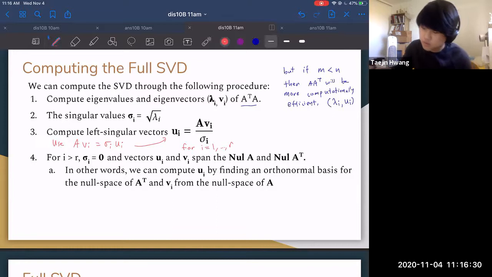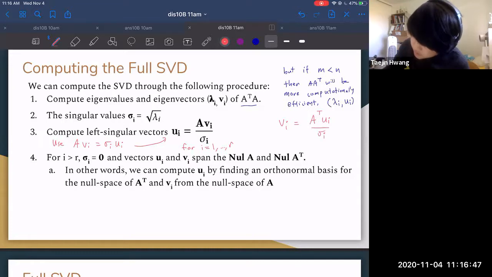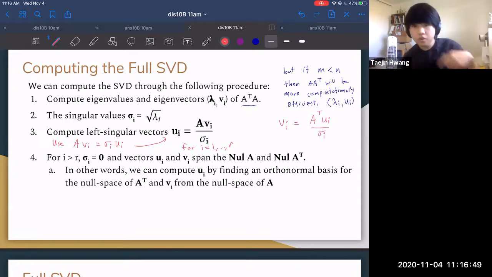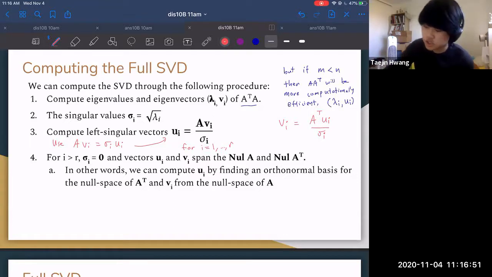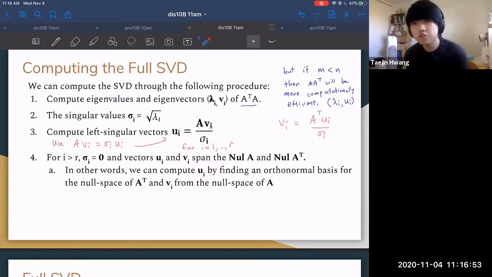If we were to use the other method of the SVD with AA transpose, since we computed the ui's, we would need to compute the vi's. In this case, vi would be equal to A transpose ui divided by sigma i. So it's just a distinction of whether you compute the u's first and then the v's, or the v's first and then the u's.